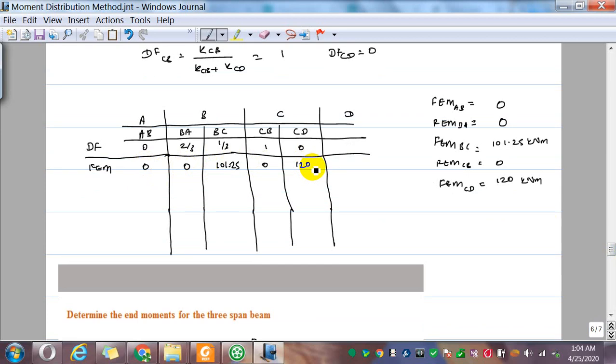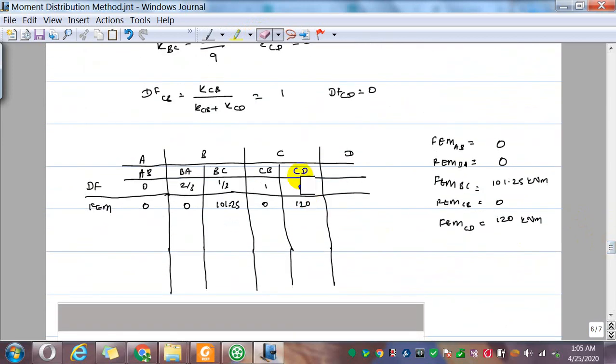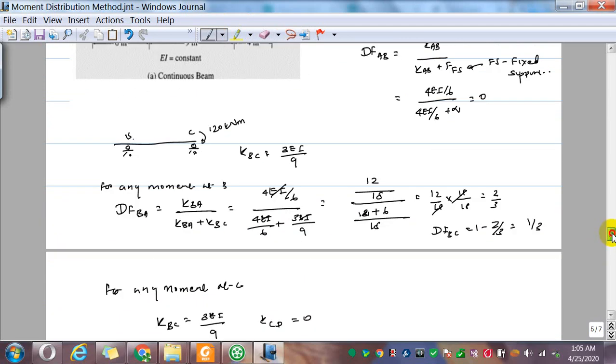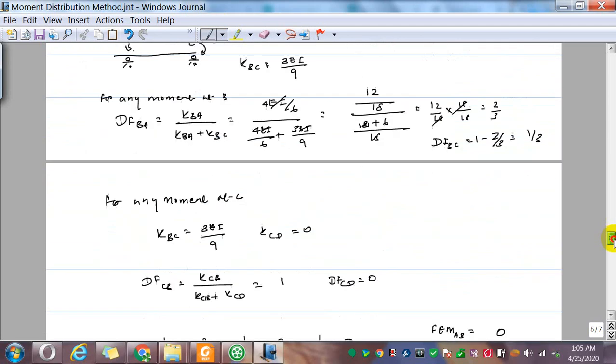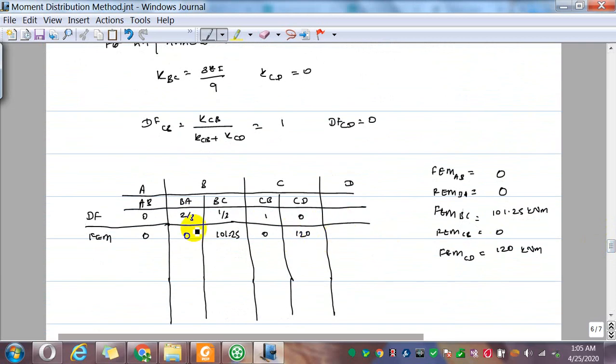Okay, so 120 is, actually AB, BC, CB, CD 120. Okay, so these are the values for the moments.